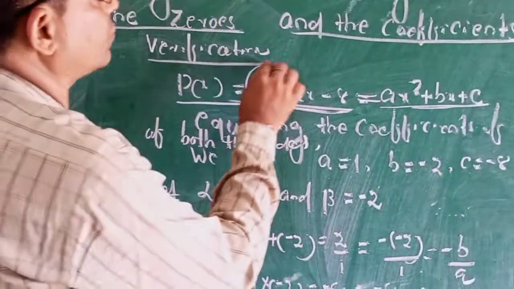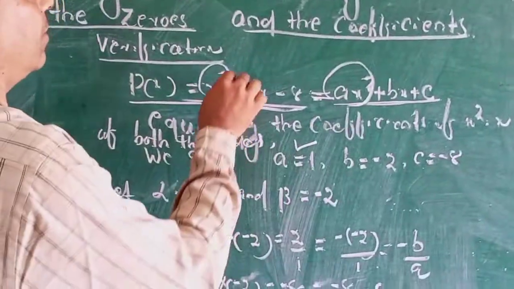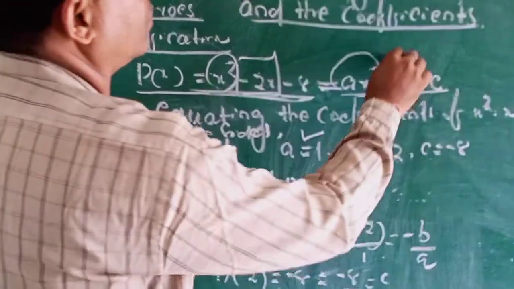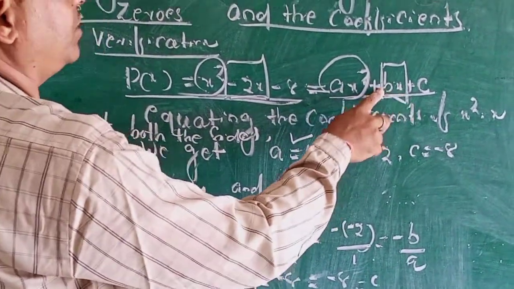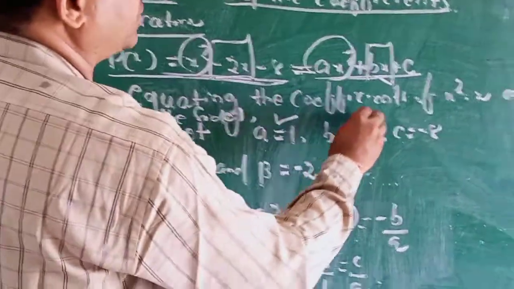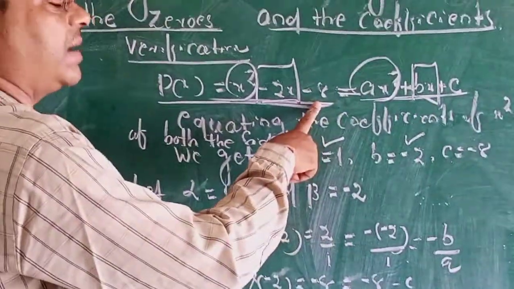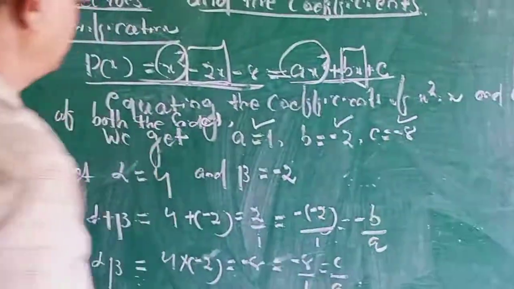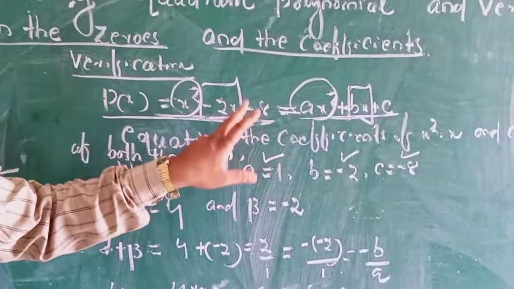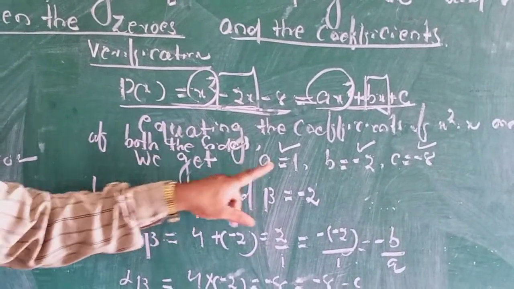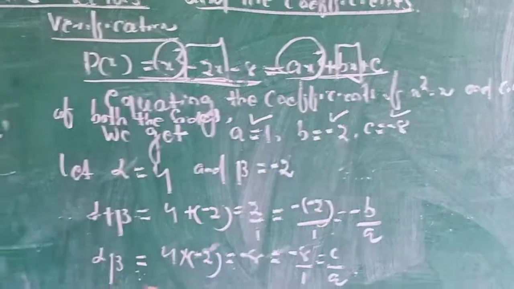Now we get x square is equal to ax square, so a is equal to 1. Minus 2x is equal to bx, so the coefficient of x is b, and the coefficient of x is minus 2, so b is equal to minus 2. And here the constant is c and the constant is minus 8, so c is equal to minus 8. So p of x is equal to x square minus 2x minus 8, where a is equal to 1, b is equal to minus 2 and c is equal to minus 8.